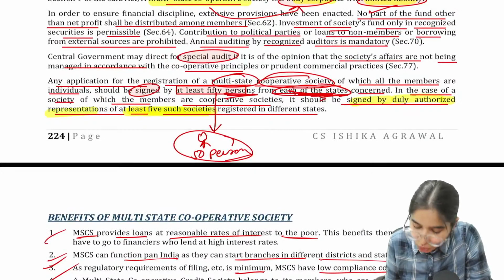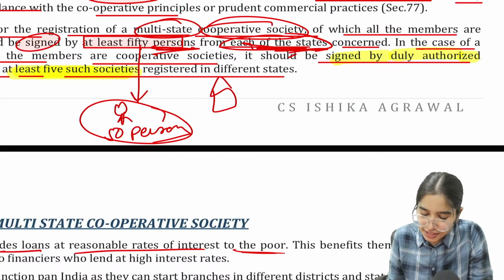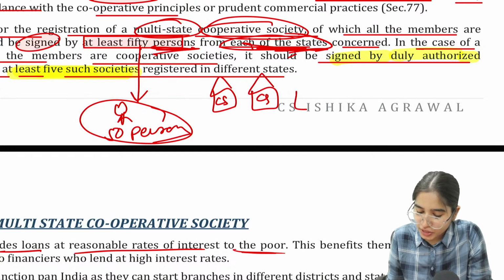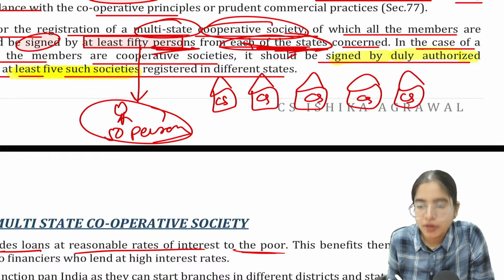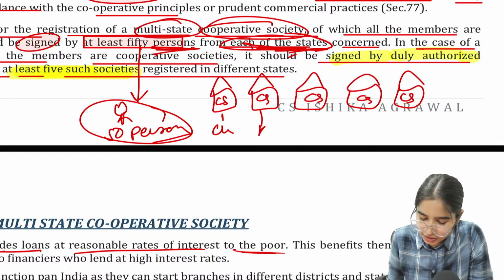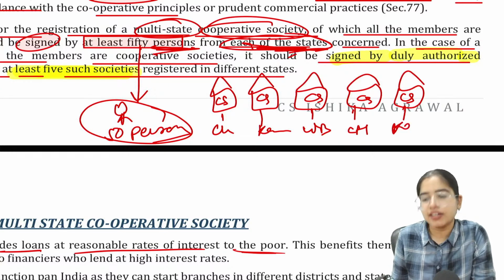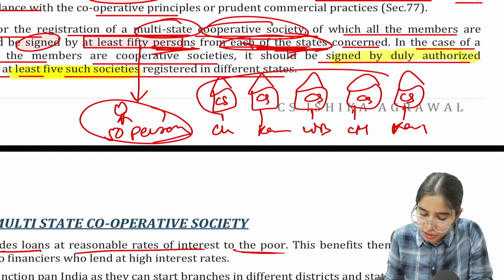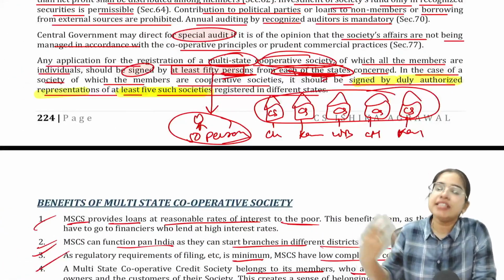However, two or more cooperative societies can also form a multi-state cooperative society. Let's say there are 5 cooperative societies, 1, 2, 3, 4 and 5. This one is in Chhattisgarh, this is in Karnataka, this is in West Bengal, this is in Chhattisgarh, this is in Karnataka. Let's say I'm just taking an example. So these 5 are cooperative societies. Even they can form one multi-state cooperative society.